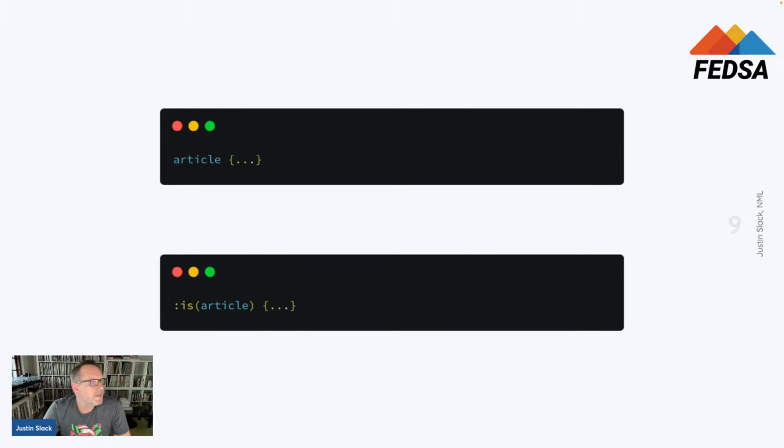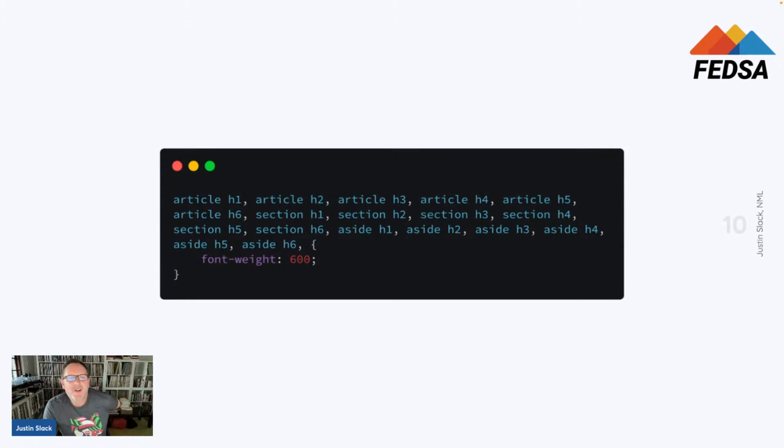Okay, now let's think of a use case where we might have articles, sections, and asides, and within those we have heading tags 1 to 6, H1 to H6, and we want the font weight of all of those to be 600. In other words, we want them to be bold. And we could do that with a class, and that has become a fairly standard way of doing things. But if we look at the cascade and we look at inheritance, a way we might do that is like this: article h1, article h2, etc., section, etc., aside, etc., font-weight 600. And there we've got a whole lot of declarations just to change that font weight to 600.